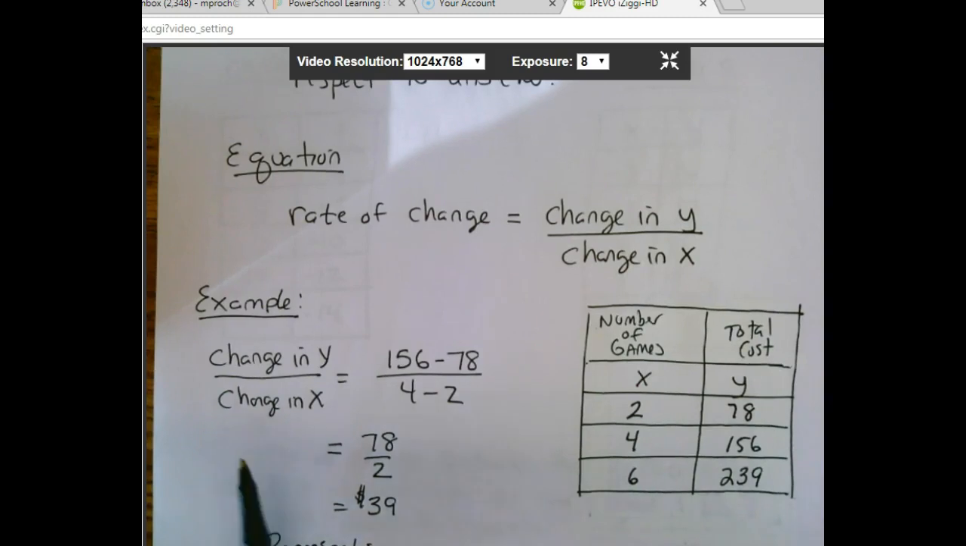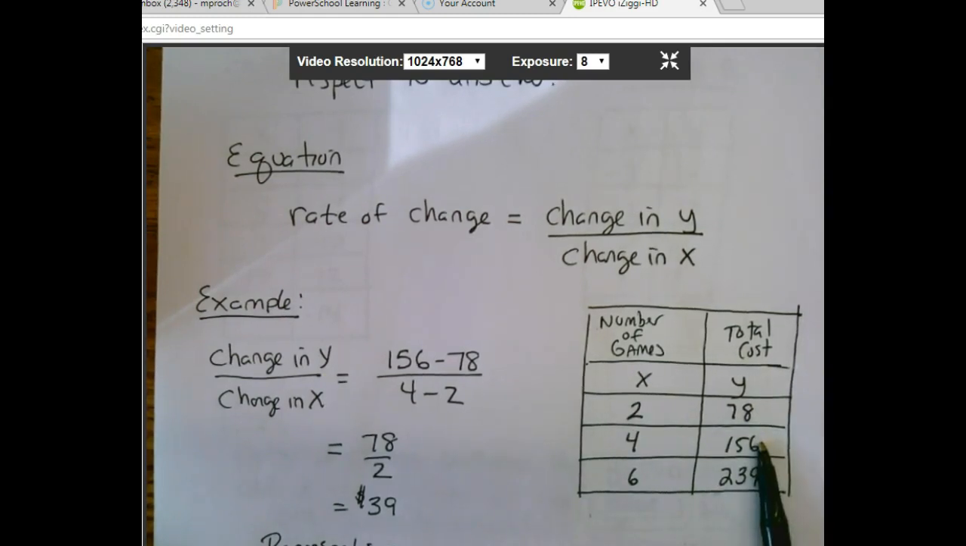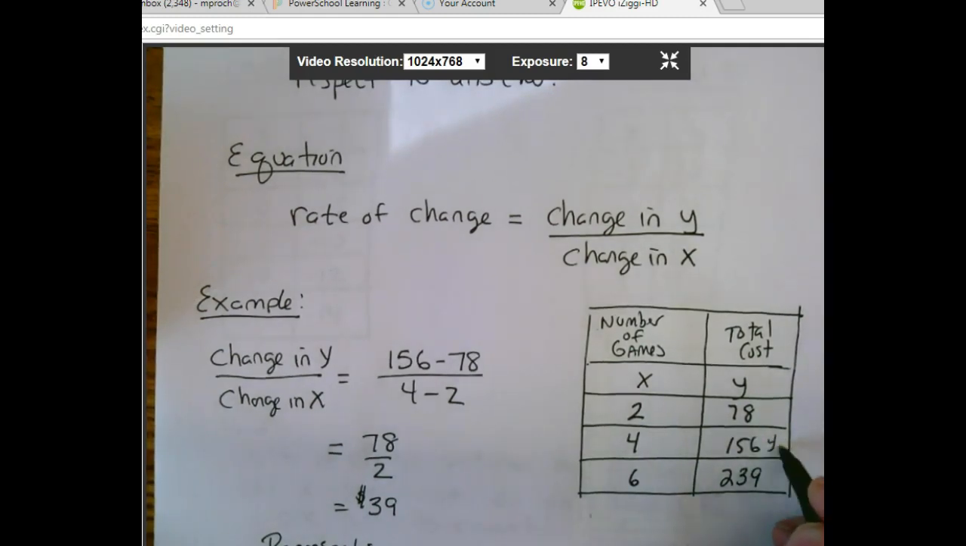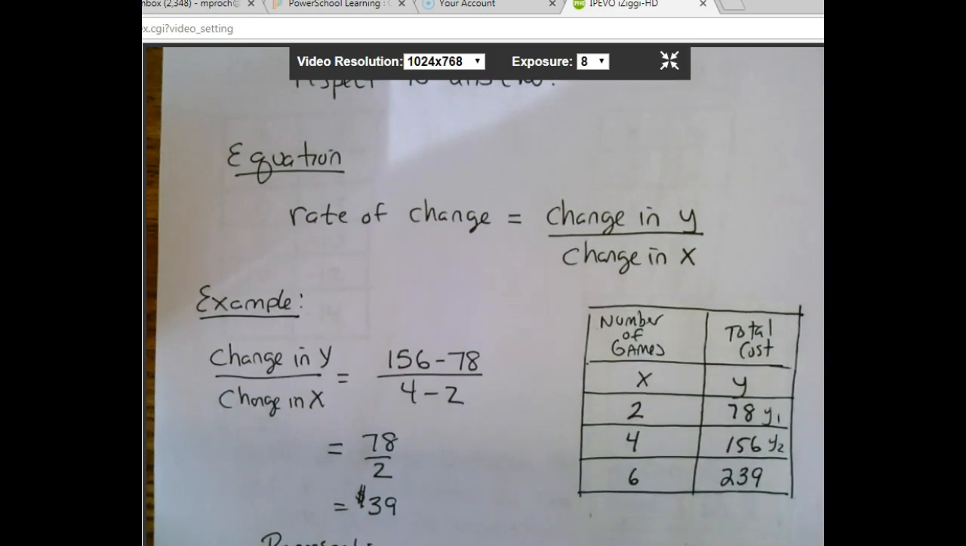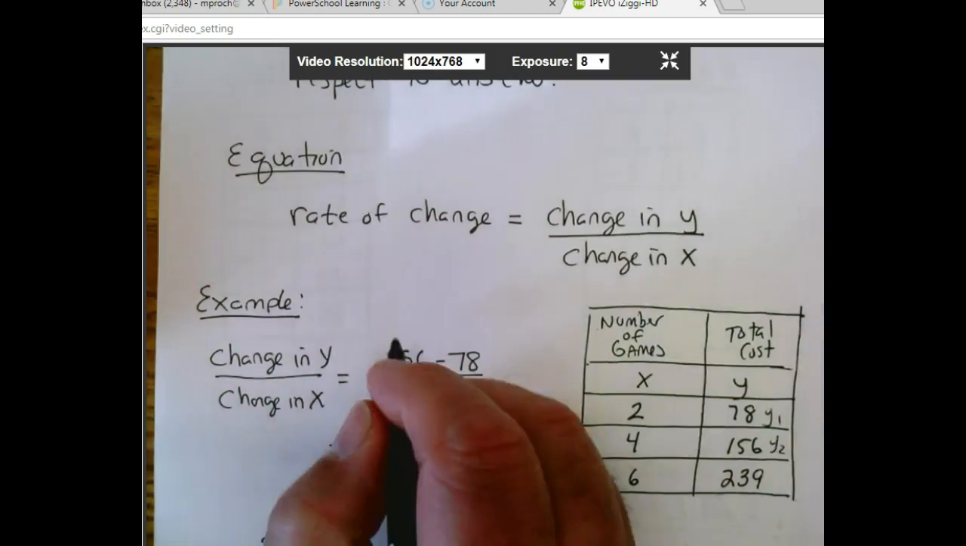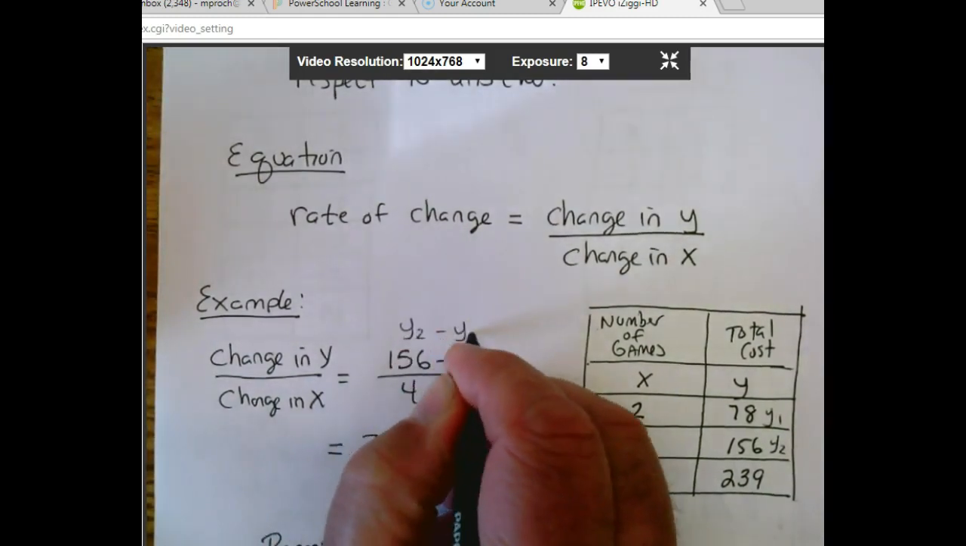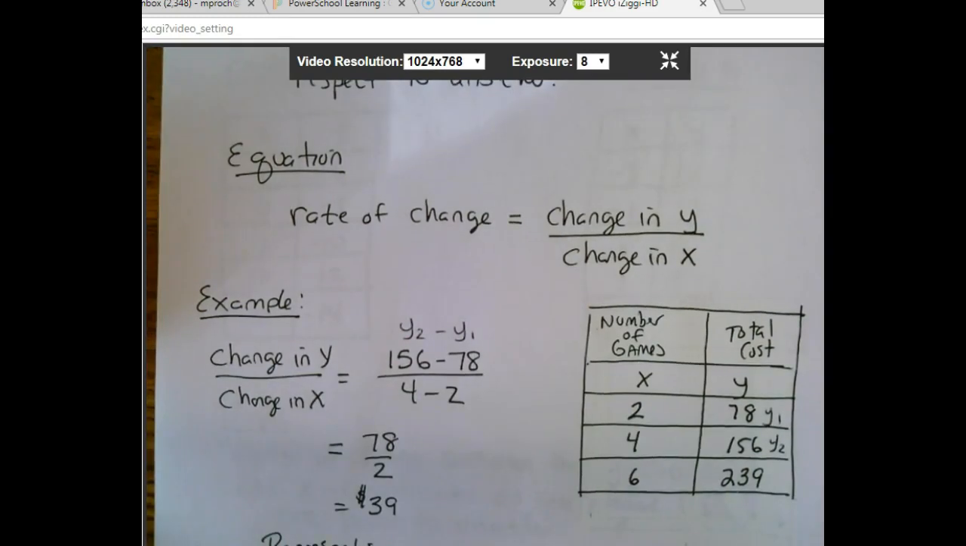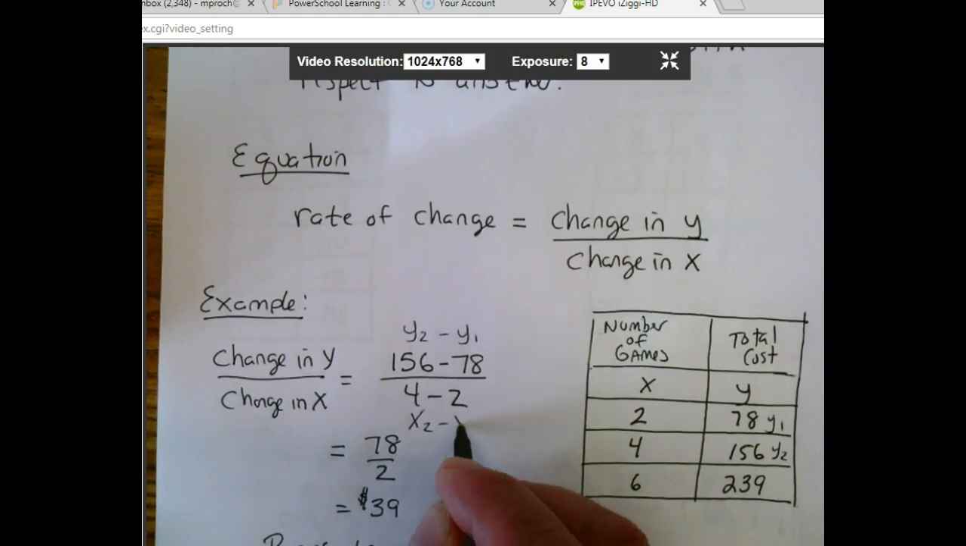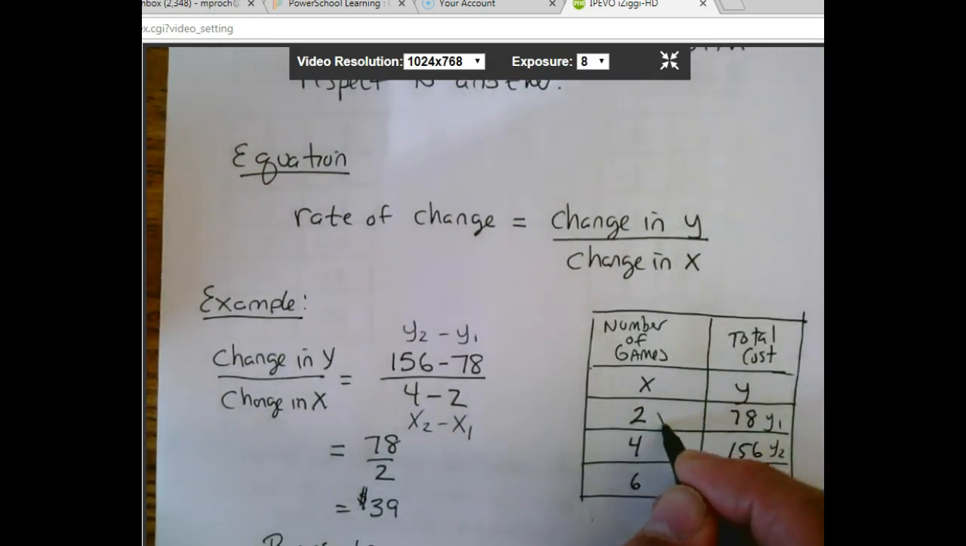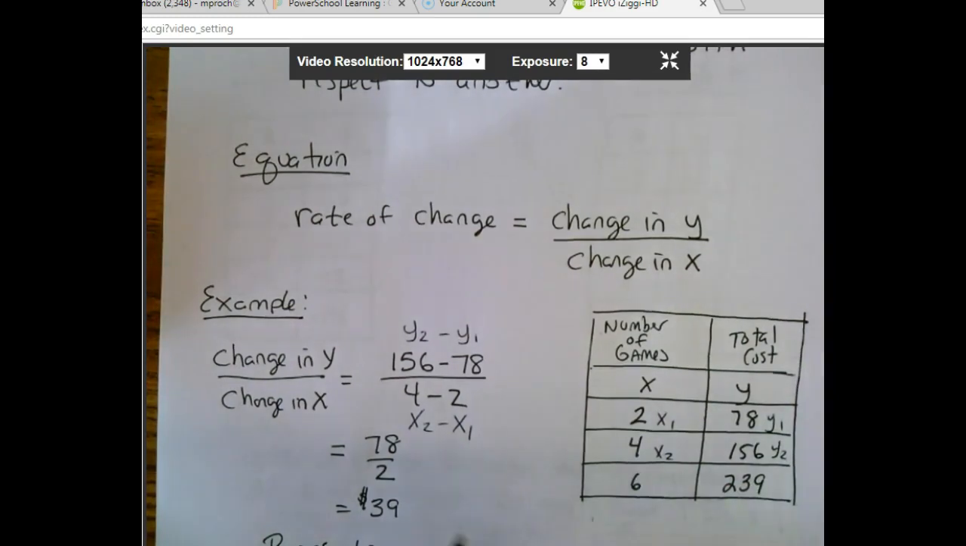And then we can use this equation, change in y over the change in x. So the change in y, we're going to go from one y to the next, and we're usually going to go with the larger amount. So it's really going to be y2 minus y1. This would be our y2, our second y, and this would be our y1. So we'd have 156 minus 78, because that's going to be the difference. At the bottom we want to do the same thing, x2 minus x1, so we'd have 4 minus 2.